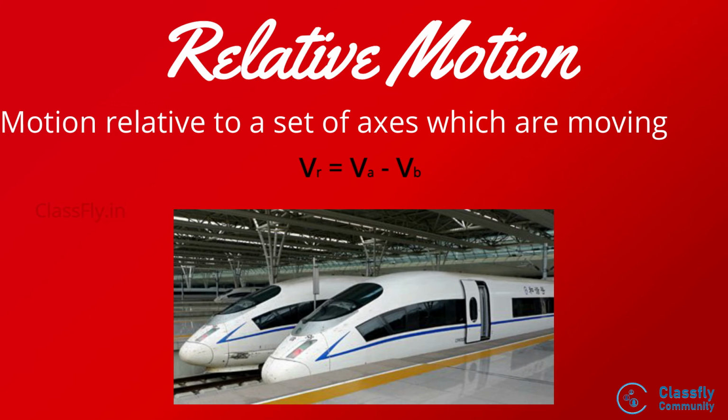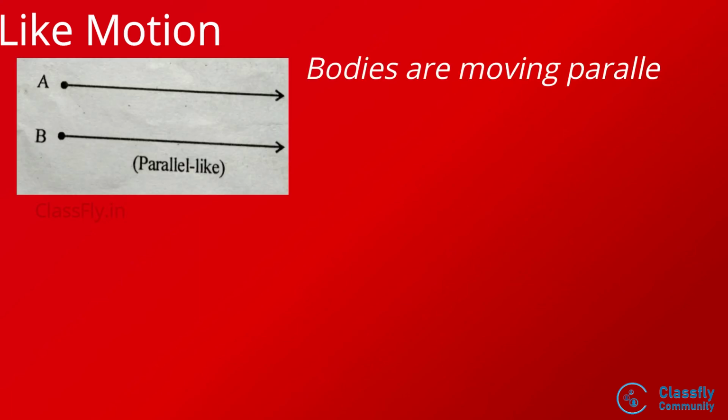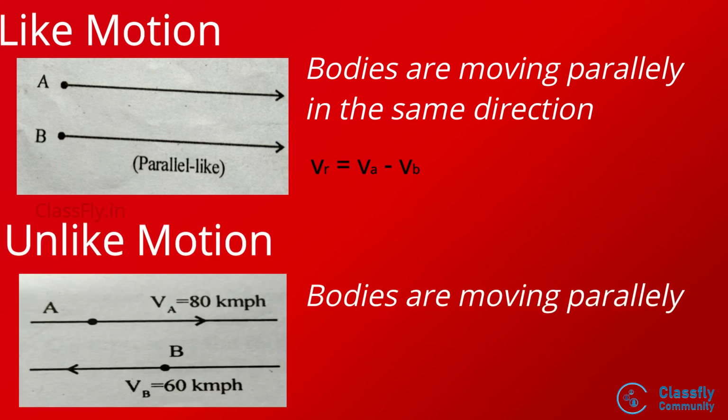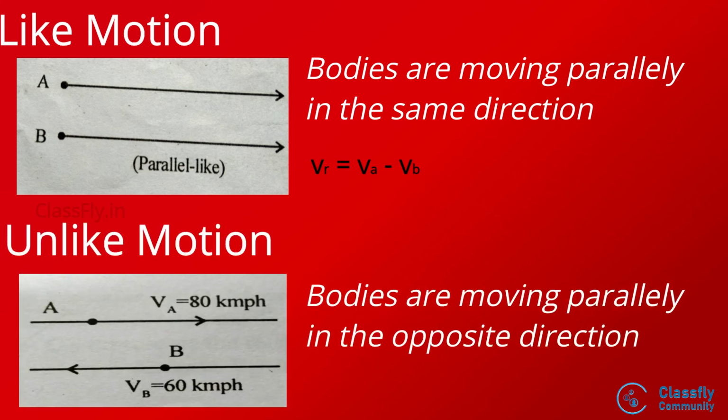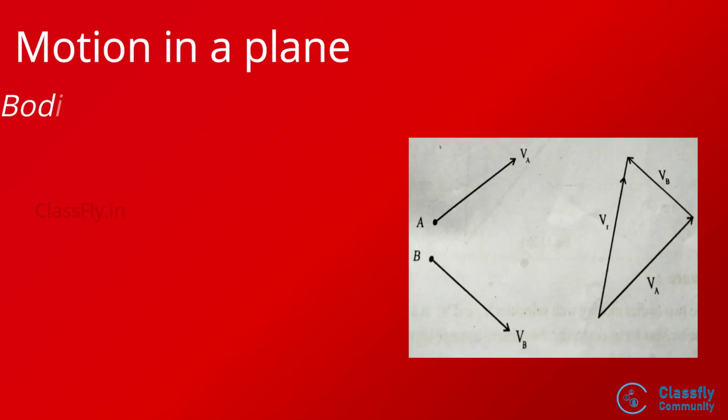Now, the relative motion can be parallel like or parallel unlike. Well, parallel like relative motion of two objects is nothing but the relative motion when both the objects are moving parallelly in the same direction. Similarly, parallel unlike relative motion is the relative motion between two objects which are moving parallelly but in the opposite direction. The relative motion can also be with respect to two bodies which are moving in different directions.